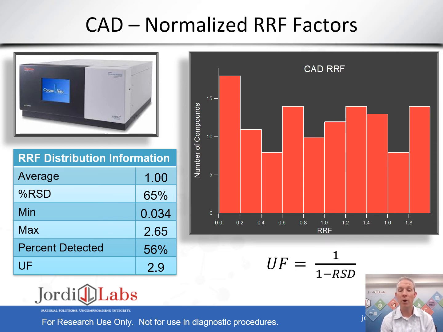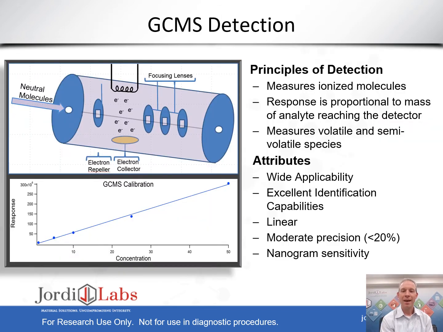Now, if we calculate the RSD for this distribution, we get a value of 65%, and we can see that the UF value that's calculated is 2.9, which is again a reasonable UF value that can be applied for CAD detection. Now let's turn our attention to the GC detectors.